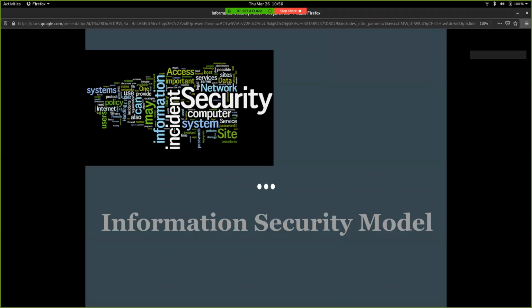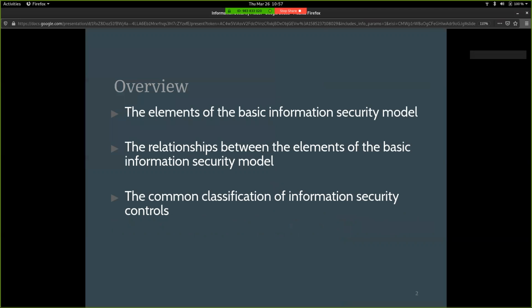Hi there. So today we're going to talk about the information security model and its different properties and how we can take our issues that we have within an organization and place them into this model to help us understand how to come up with solutions to combat vulnerabilities by putting in technical controls and maybe even some policies. So again, we're going to talk about the basic InfoSec model, also the relationship between the different elements, and how to do some classification here as well.